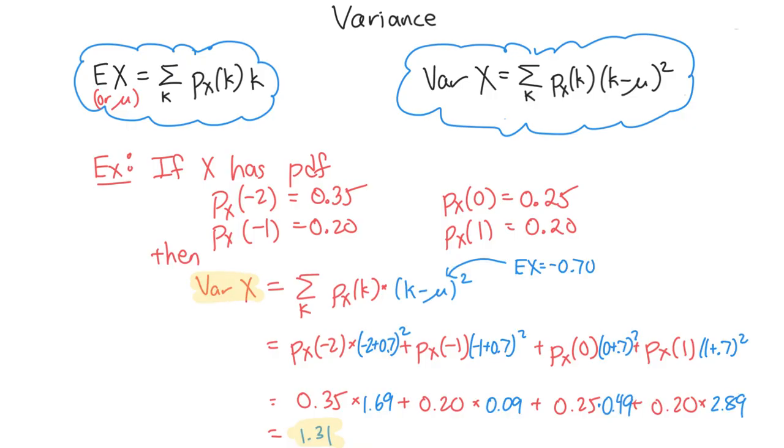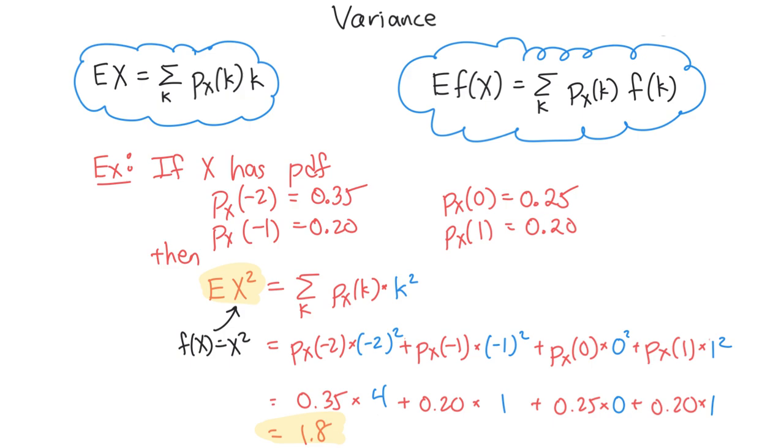Now it's possible to compute the variance. The formula looks almost the same. I've highlighted in blue here the only places where anything changed. The k term got replaced by k minus the mean squared, where the mean was the expected value of -0.7. And then moving down to where I multiply the PDF times the value of k, I've replaced that with k minus -0.7. Finally, you find that the variance is 1.31.